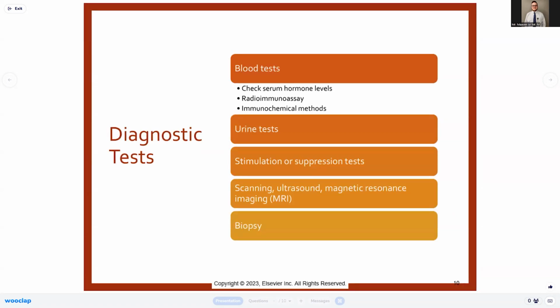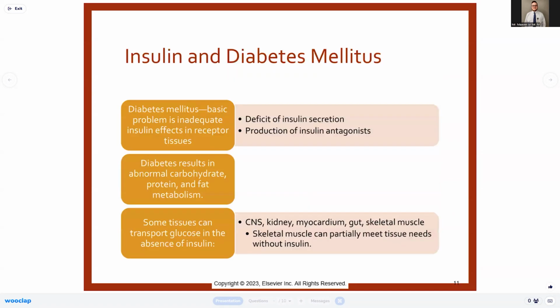So how do we figure some of this stuff out? A lot of it's going to be through blood work. We can check a lot of hormones through the blood. Urine can tell us a lot, but we can also do physical biopsies of tumors or do scans of the gland itself, see if the gland is destroyed in some way, see if the gland is swollen, see if there's a tumor, that sort of stuff.